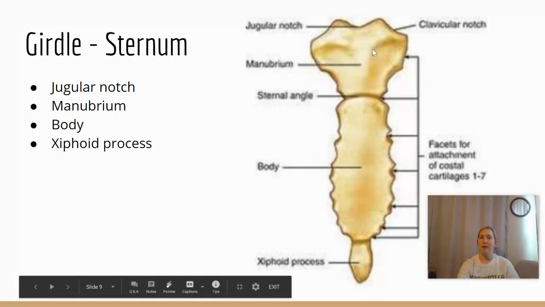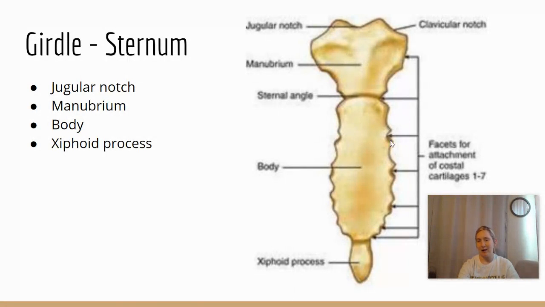But we have the manubrium, which is the top part. The body is the middle part, and all these little bumps are where ribs attach. And then the very bottom part that you can kind of feel if you poke down low, that's the xiphoid process. It's the very bottommost piece.